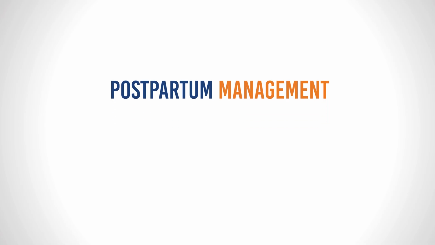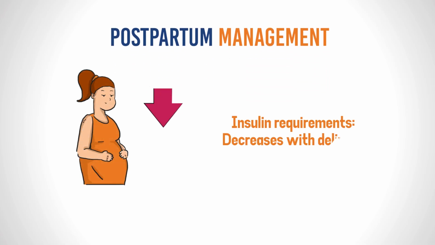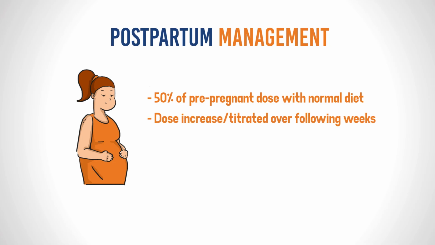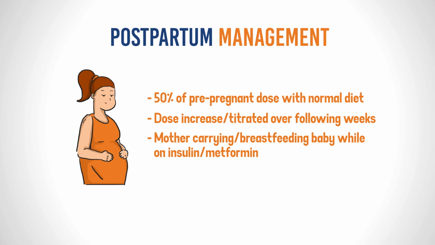Postpartum management. Insulin requirements fall to pre-pregnancy levels with delivery of the placenta. Recall that it is the placental hormones that instigate insulin resistance in pregnancy. Resume insulin for women with pre-existing diabetes at 50% of the pre-pregnant dose once normal diet is accepted or tolerated. The dose can be titrated over the following weeks until optimal. Breastfeeding is not affected by insulin or metformin.